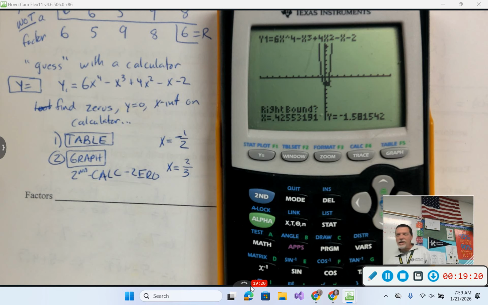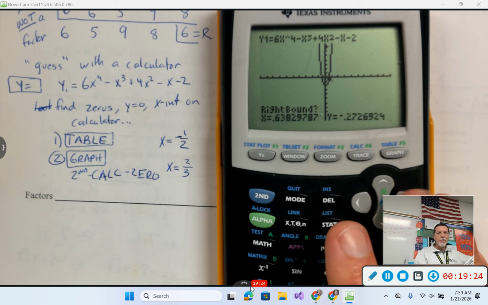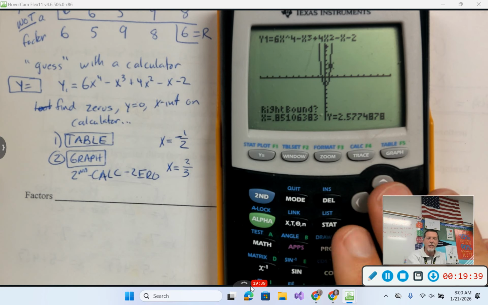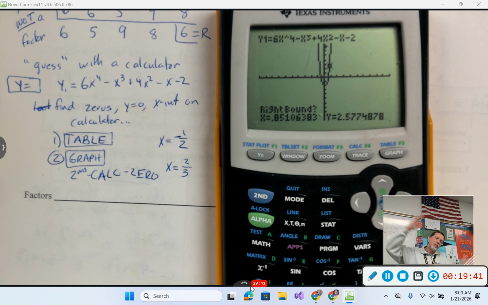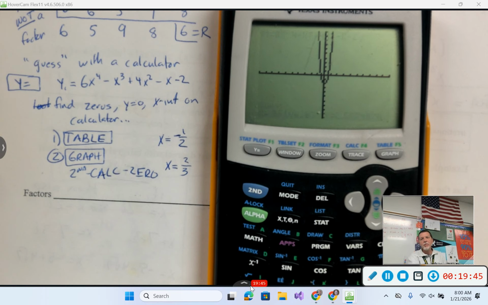Then it says right bound? So how far right do you want to look? You have to make sure your right bound is right of the zero, otherwise you don't get a sign change. That's literally how the calculator works, it's like plugging things in a million times until it hits a sign change. And when it hits the sign change, it knows there's a zero in there. So make sure you cover the zero with your bounds. Your guess, you can just press enter again. And then hopefully you know that 0.667 is 2/3.